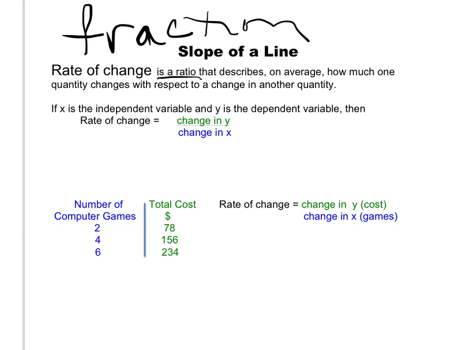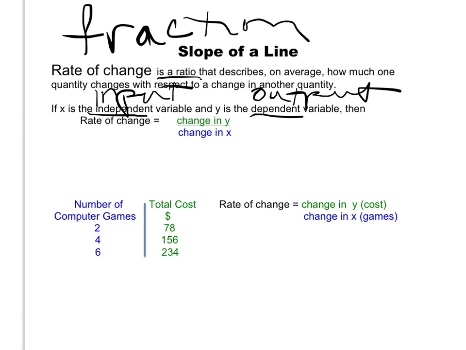So, if x is the independent variable, and remember independent is input, and y is the dependent variable, and the dependent variable is the output, then the rate of change is the change in y over the change in x. So it's change in output over input. So let's look at this example. We have the number of computer games and their total cost. So let's look at the rate of change between the total cost and the number of games.